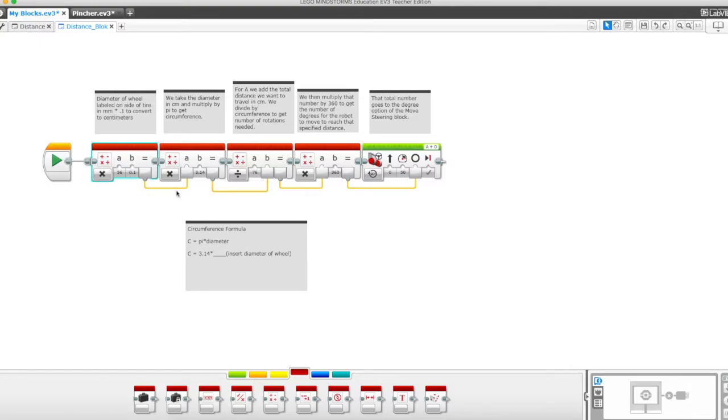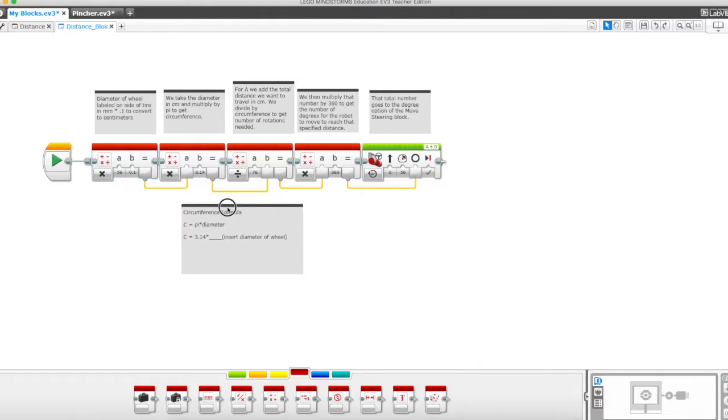And then I've added another math block here, and I've made this multiply as well. And I've dragged this result here, of converting it to centimeters, into A. And now we're doing the circumference formula, and that's what I have right here. I'm multiplying it by pi, and pi is 3.14. So this number in centimeters multiplied by pi is now going to give me the circumference of my tire. This is actually like how far one rotation is going to be.